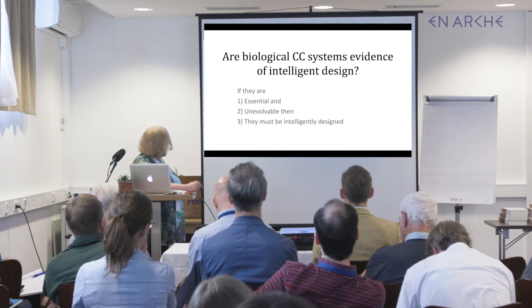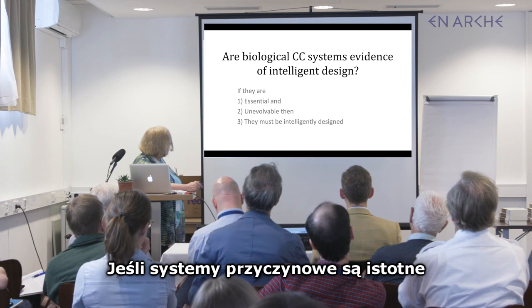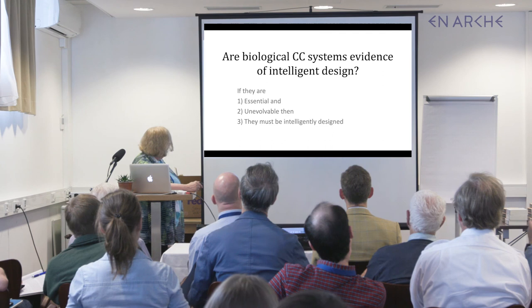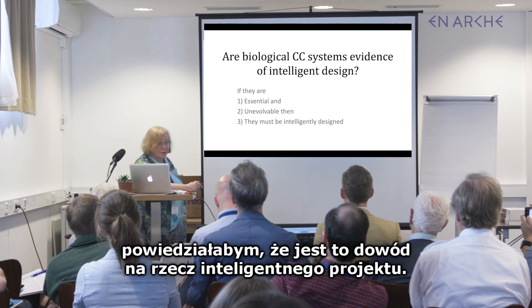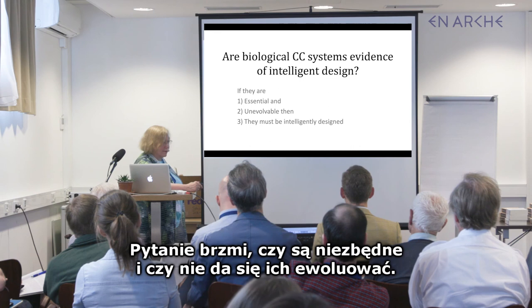And here's the final question. If causally circular systems are essential, and if they're unevolvable, I would say that's evidence for intelligent design. That's what I would say. The question is, are they essential, and are they unevolvable?